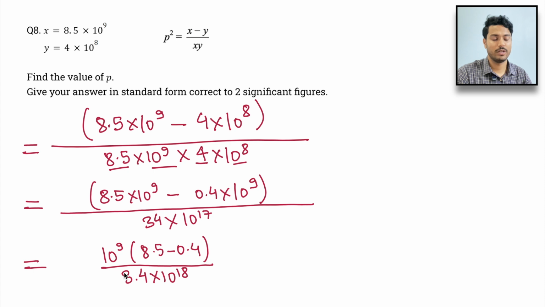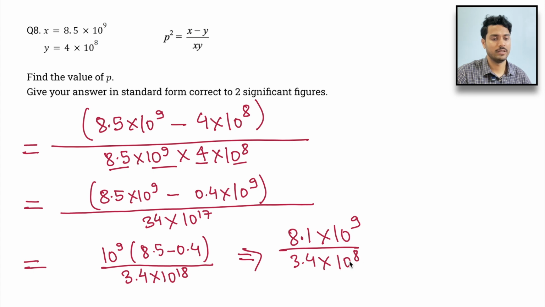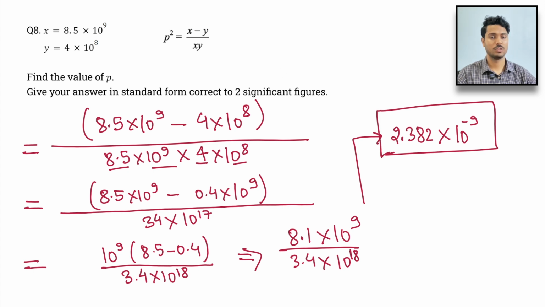Let's check what is 8.5 minus 0.4. So that's 8.1. So we can write it as 8.1 into 10 raised to 9 now, divided by 3.4 into 10 raised to 18. So from here we can solve it easily. What is 8.1 divided by 3.4? The answer is 2.38, and so on. I'm writing it correct up to 3 decimal places. Multiplied by 10 raised to 9 divided by 10 raised to 18, that will be 10 raised to minus 9, because 9 minus 18, and this is your final answer because the number is already in standard form. The value of k is less than 10 and greater than 1. So this is the final answer.